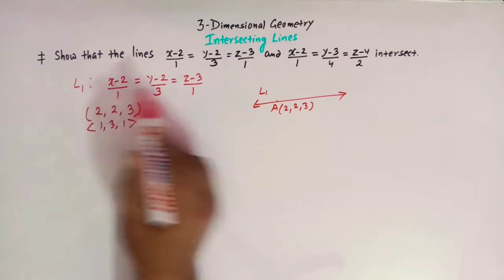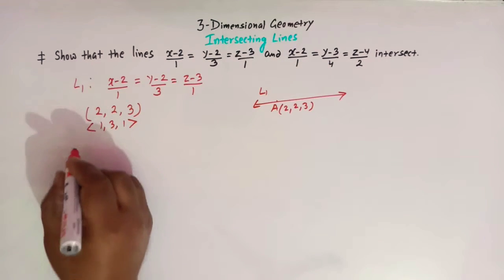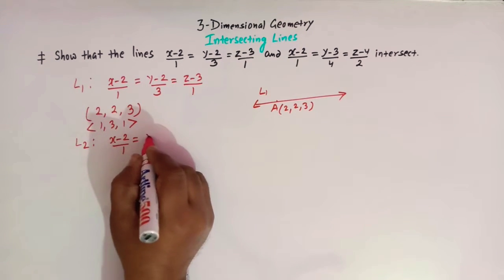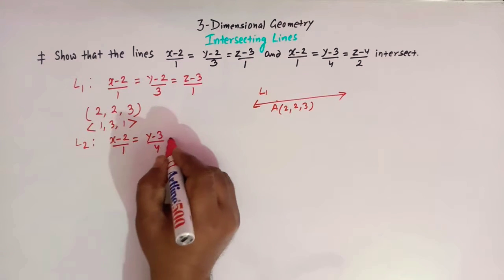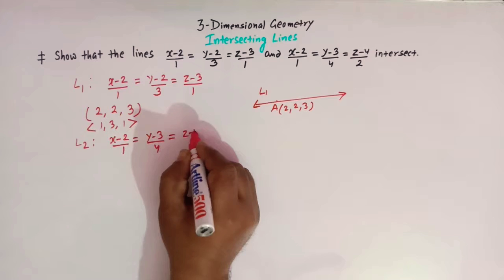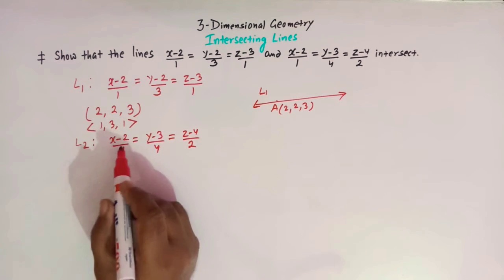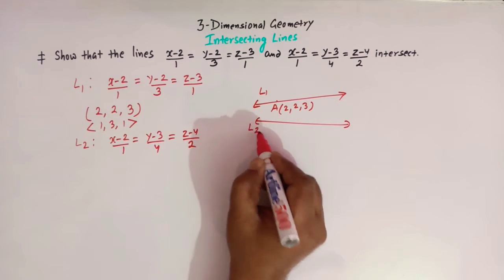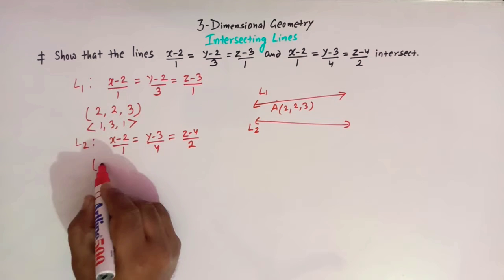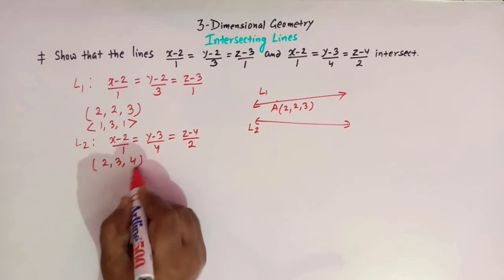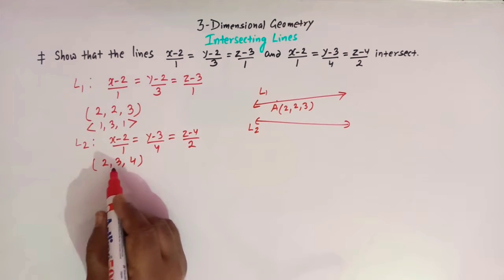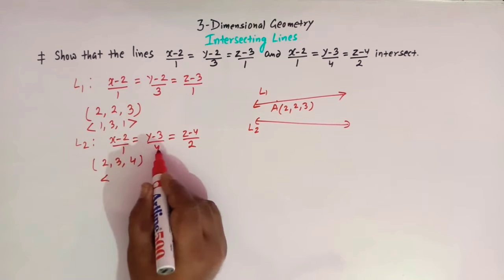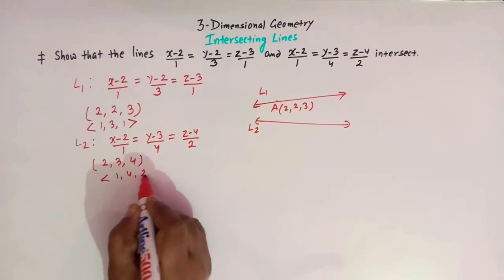Now come to the second line, L2: (x minus 2)/1 = (y minus 3)/4 = (z minus 4)/2. This line passes through (2, 3, 4), and the direction ratios of this line L2 are 1, 4 and 2.